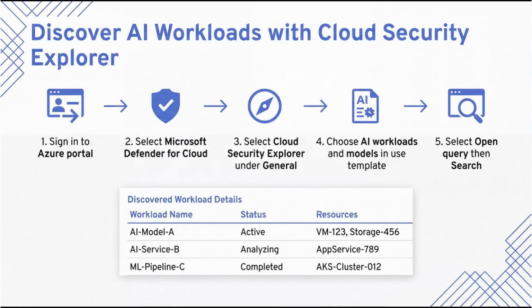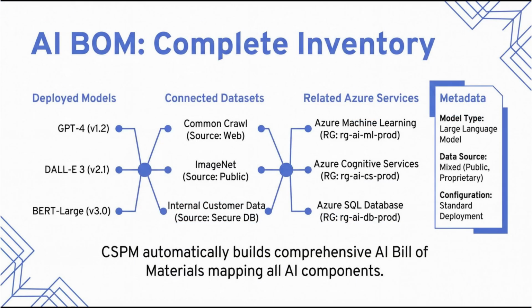Use Cloud Security Explorer to query AI assets. Select the built in AI workloads and models in use template. Run the search and view discovered resources with their status and dependencies. This provides a complete AI bill of materials across VMs, storage, app services, and AKS clusters. CSPM automatically generates a comprehensive AI bill of materials, mapping all components, models, endpoints, data stores, and supporting infrastructure for full inventory and risk visibility.